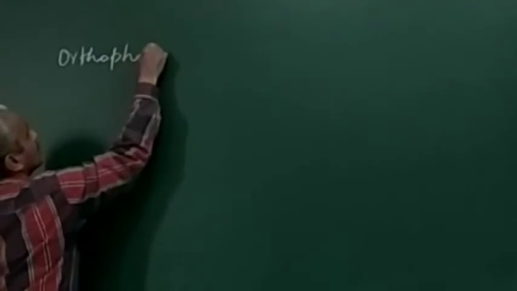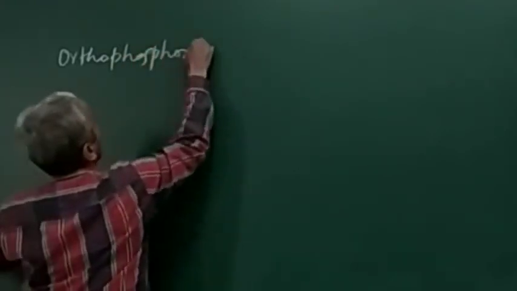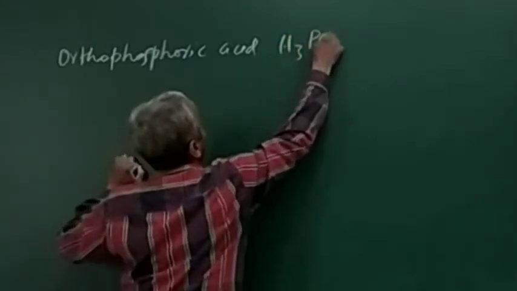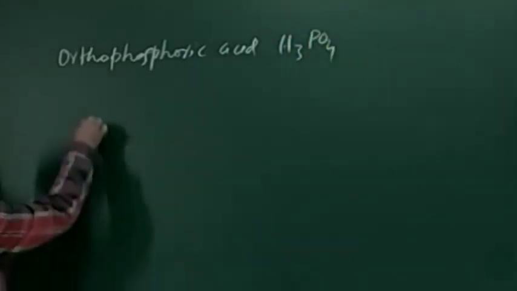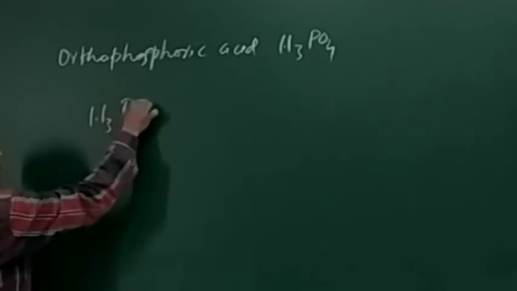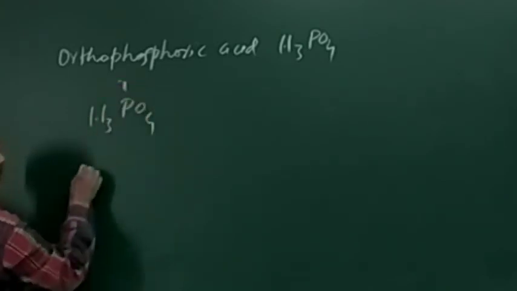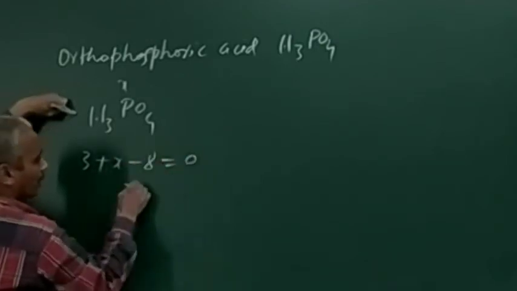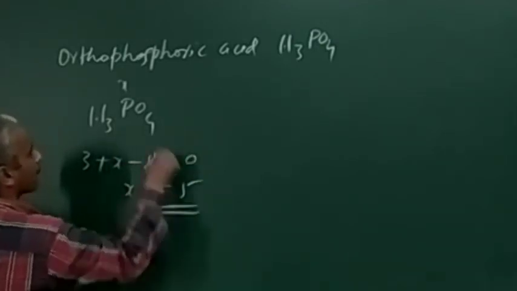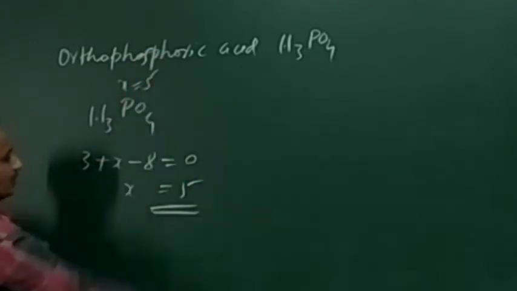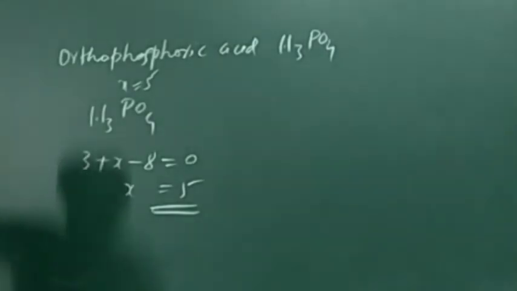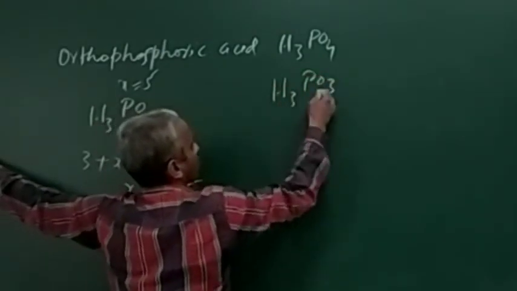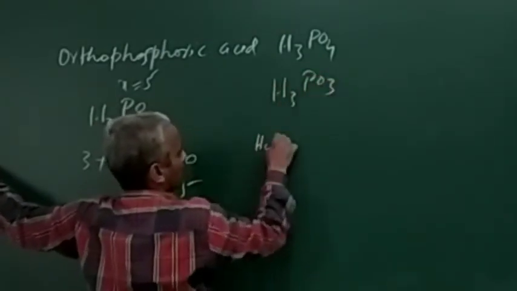Orthophosphoric acid, H3PO4. Oxidation state: 3 plus X minus 8 equals 0, X equals 5. So phosphorus has a plus 5 oxidation state. Hybridization. Hybridized orbital.